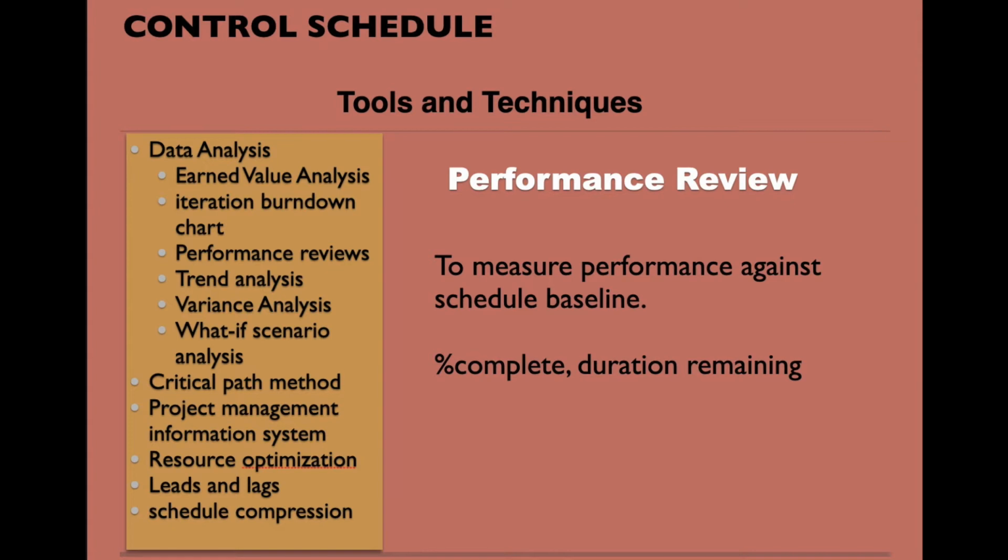Another tool and technique we use to control our schedule is performance review, where we measure performance against our schedule baseline, like what our percent complete is and what duration is remaining. For example, our project is 30 days long, and on day 15 we check whether we have completed 50% of the work and 50% is remaining, or we have completed 40% and 60% is remaining. So this is a performance review. We compare our performance against the schedule baseline.